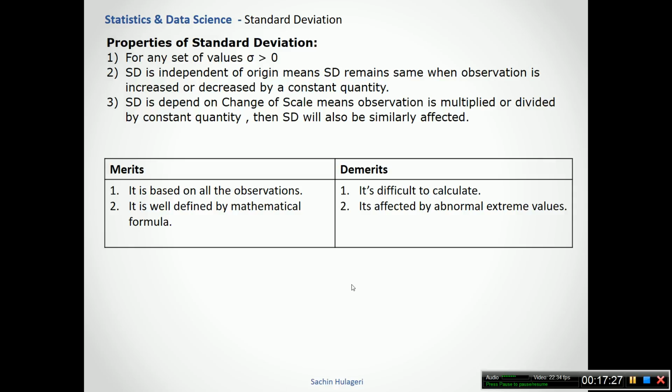There are some merits and demerits of the standard deviation. Merits: it is based on all the observations, here we consider all the observations, and it is well defined by a mathematical formula. Demerits: it is difficult to calculate, because with a smaller data set it makes sense, but with a very big data set it is very difficult to calculate the average, then subtract the mean from every observation, and then square and take the square root. It is also affected by abnormal extreme values.